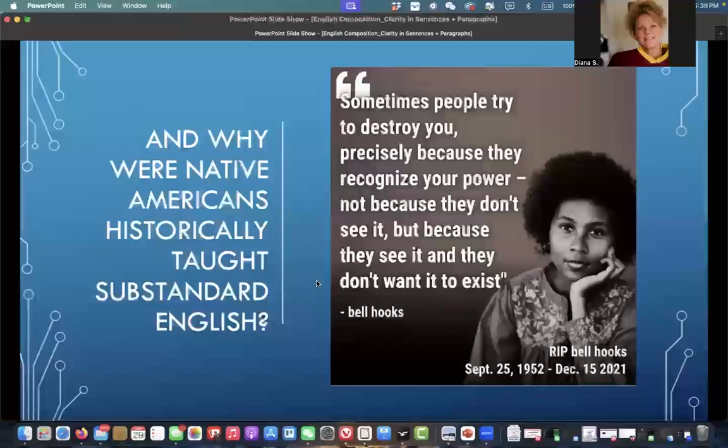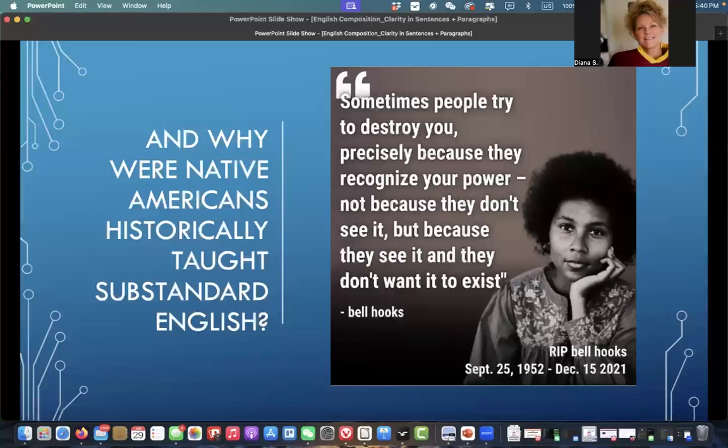Why were Native Americans historically taught substandard English? That is the next logical question at this point. And this quote from bell hooks explains it perfectly. Sometimes people try to destroy you precisely because they recognize your power, not because they don't see it, but because they see it and they don't want it to exist.